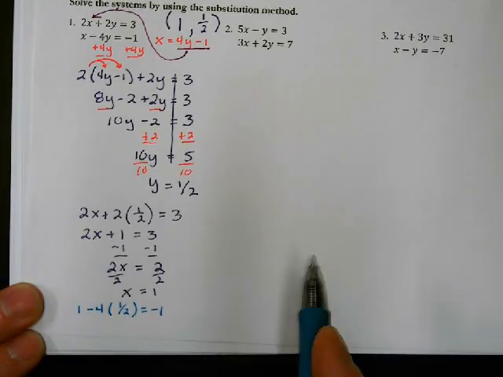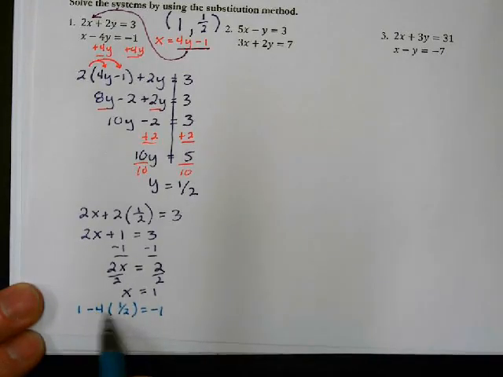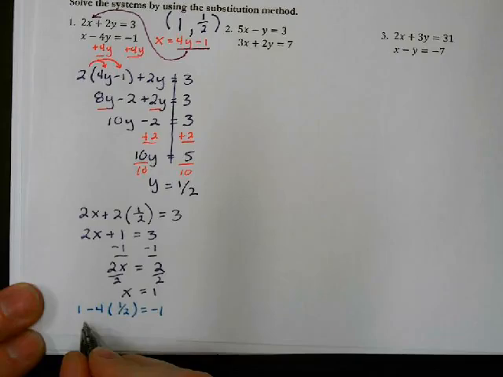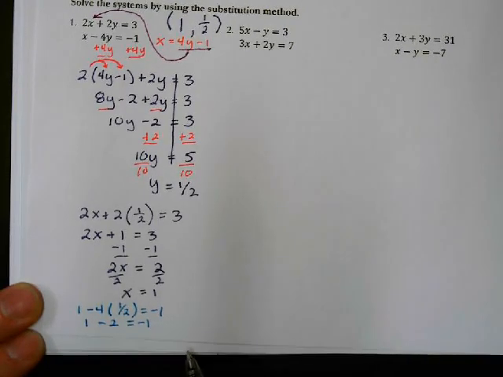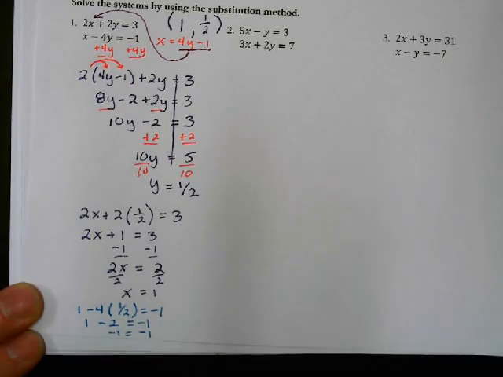So negative 4 times 1/2. Negative 4 times 1 is negative 4, divided by 2 is negative 2. I get 1 minus 2 equals negative 1. Yeah, and 1 minus 2 is negative 1. I got it right. First try.